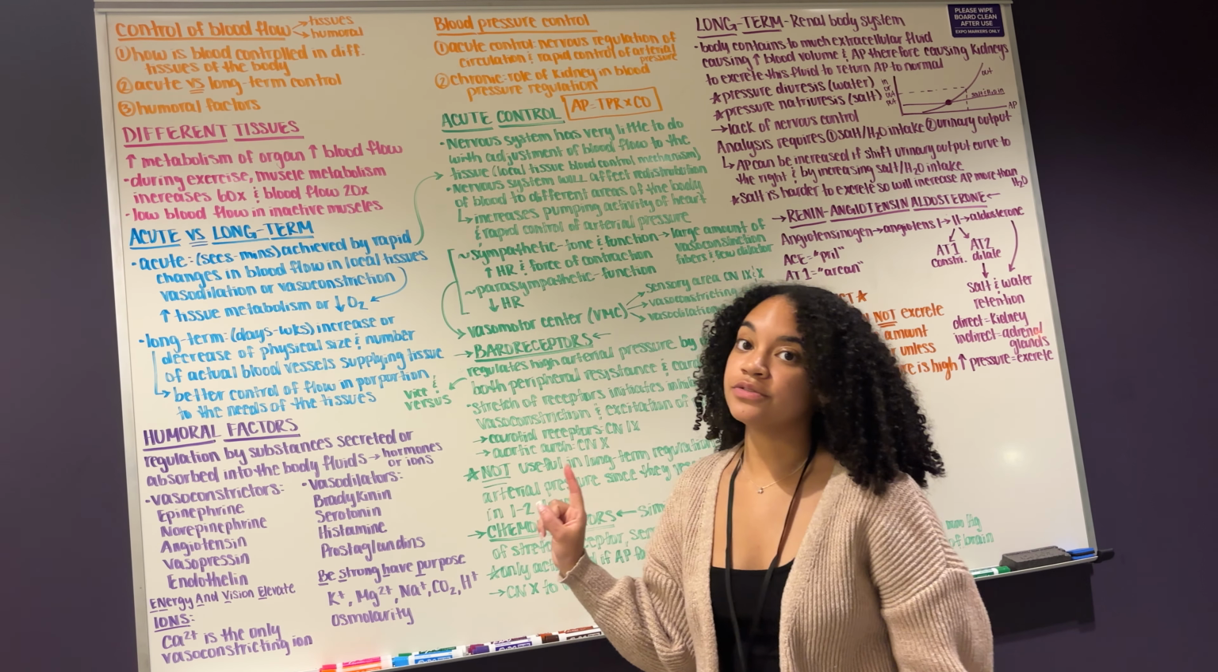So acute, you can see this happen within seconds to minutes, and then long-term, it's in the name, it's going to happen within days, weeks, maybe even months. The acute blood flow control is going to be achieved by rapid changes in local tissue by vasoconstricting and vasodilating. That's how you're going to get that fast change, because the blood vessels are going to either constrict or dilate very fast.